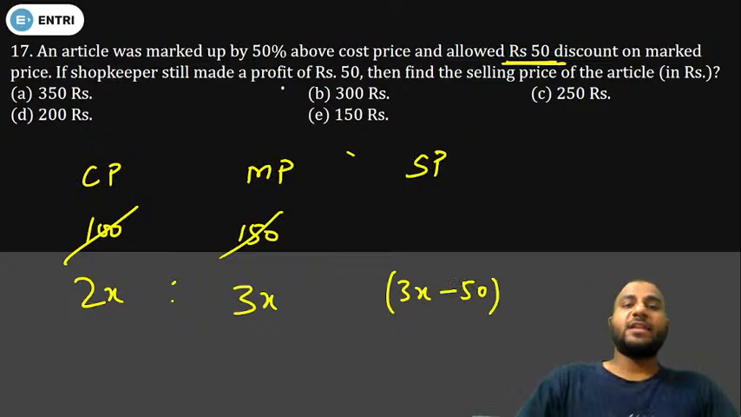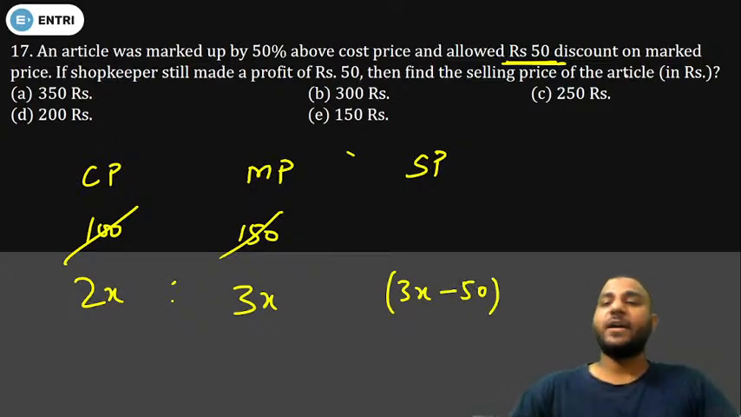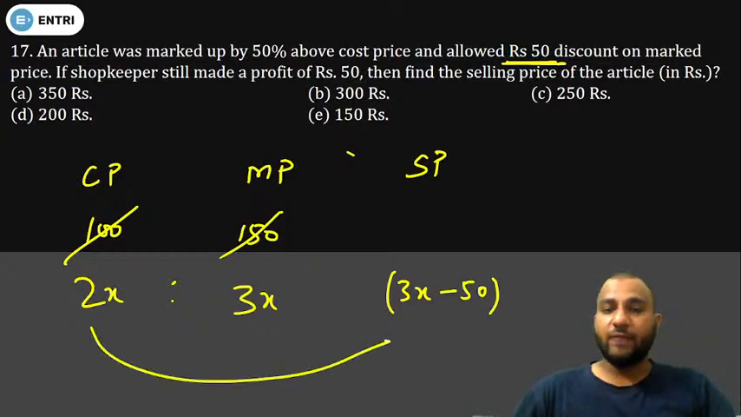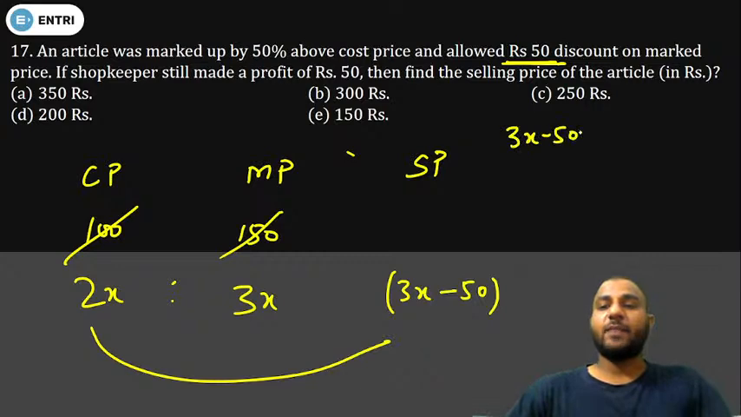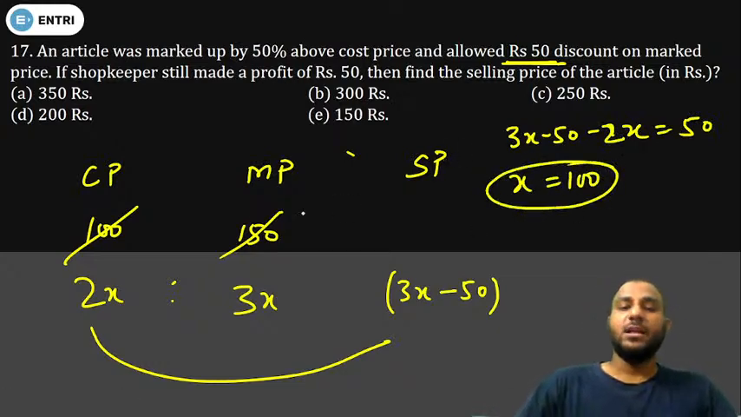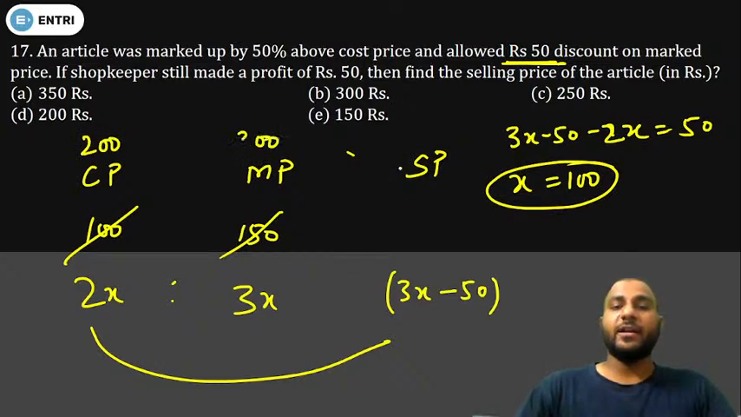The shopkeeper still made a profit of 50, then find the selling price. So clearly, if you have to look at the profit, you will have to compare the cost price and selling price. That means 3x minus 50 minus 2x has to be equal to 50. So clearly x has to be equal to 100. If you got x as 100, that means cost price was 200, marked price was 300, and selling price was 250. So they are asking to find the selling price.